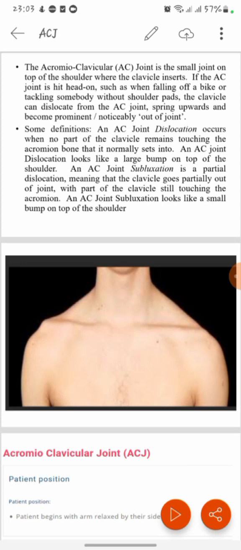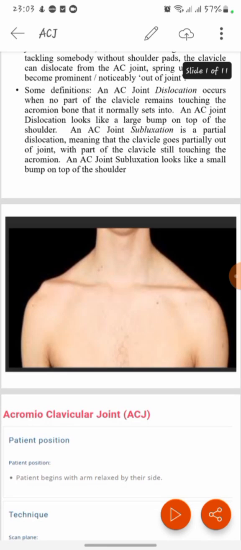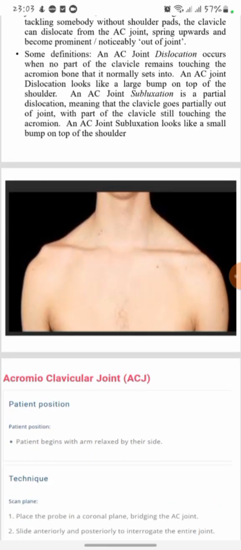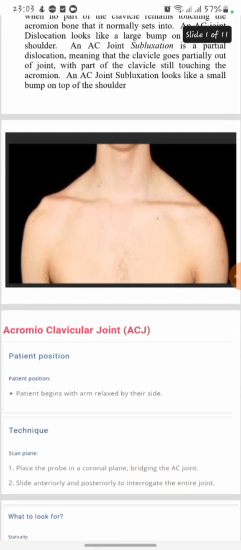By definition, an AC joint dislocation occurs when no part of the clavicle remains touching the acromion bone. An AC joint dislocation looks like a large bump on top of the shoulder, and an AC joint subluxation is a partial dislocation, meaning that the clavicle goes partially out of the joint. That means there is still a part of the clavicle touching the acromion. An AC joint subluxation looks like a small bump on top of the shoulder.